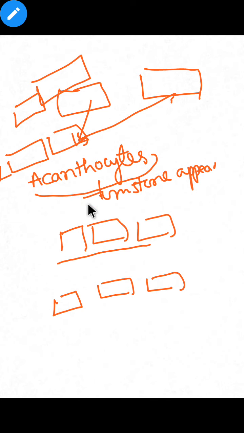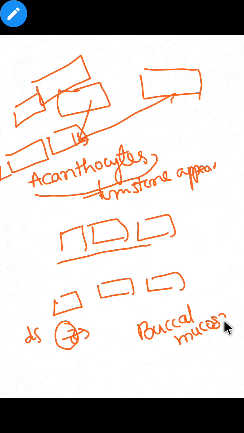This desmoglein 3, as I told you, is present in stratum spinosum, right? This desmoglein 3 is mainly present in the buccal mucosa. So usually blisters are seen in the buccal mucosa. Hence blisters are seen in the buccal mucosa.